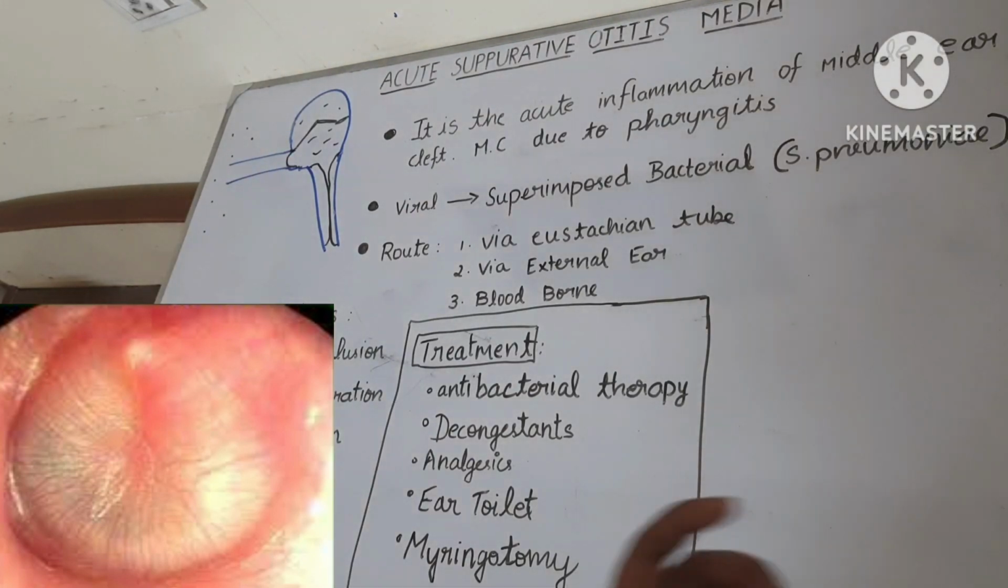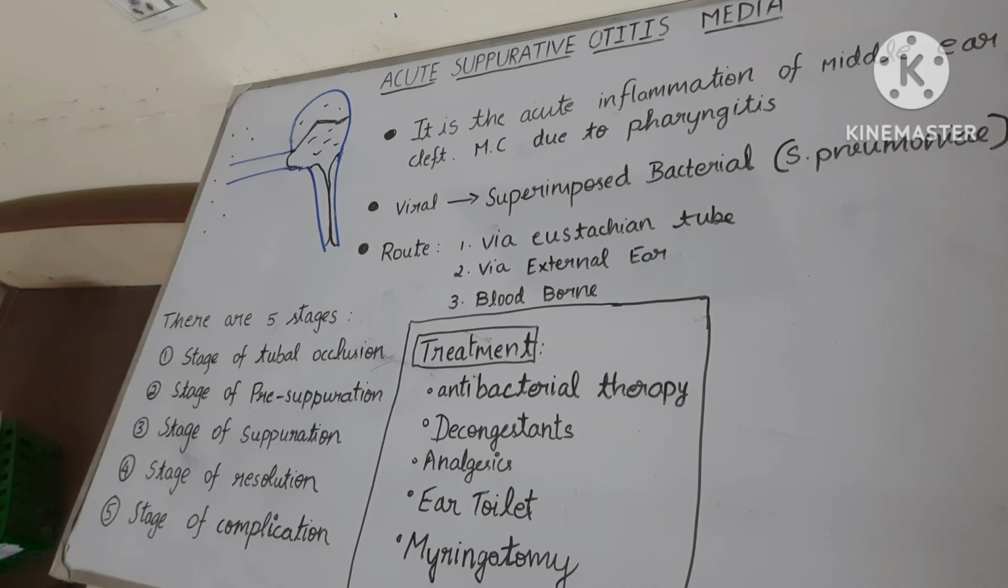So the tympanic membrane is also hyperemic. Because of this, the tympanic membrane becomes reddish. That is the cartwheel sign. As you can see in this picture, in this ear there is ASOM, and this is the cartwheel sign.